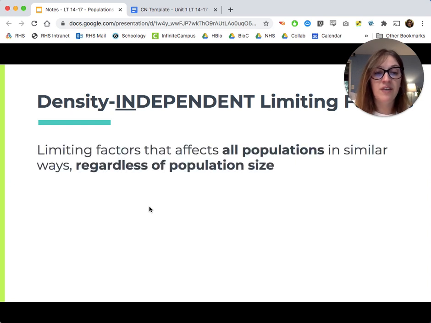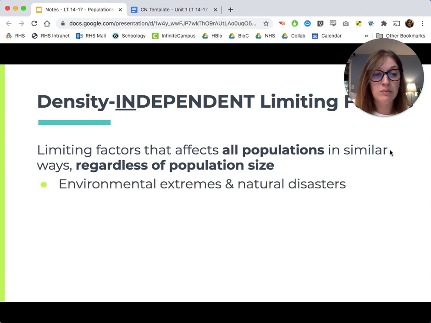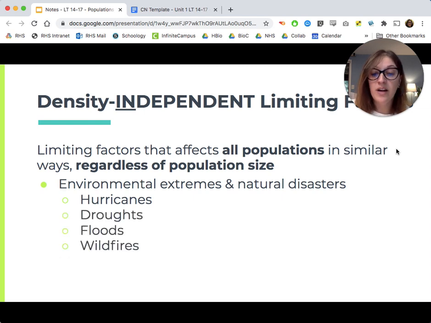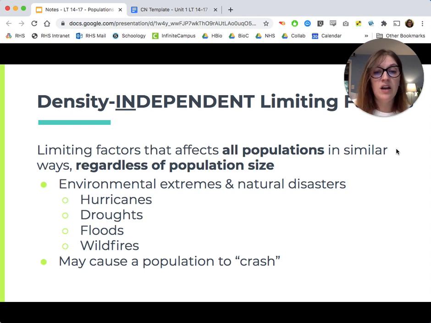These are limiting factors that affect all populations in similar ways, regardless of the population size. So these are factors that don't have anything to do with how dense that population is. This could be environmental extremes and natural disasters, such as hurricanes, droughts, floods, wildfires. And essentially, these environmental extremes will affect a local population regardless of how many organisms are there. Like when you think about the wildfires that are happening across California, they're destroying that habitat. Regardless of whether there's a lot of organisms there or very few organisms there, it's still having the same massively detrimental impact on that ecosystem.